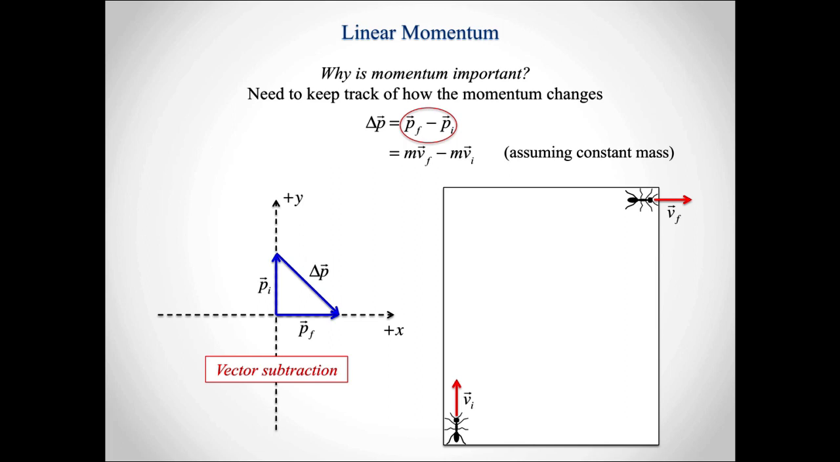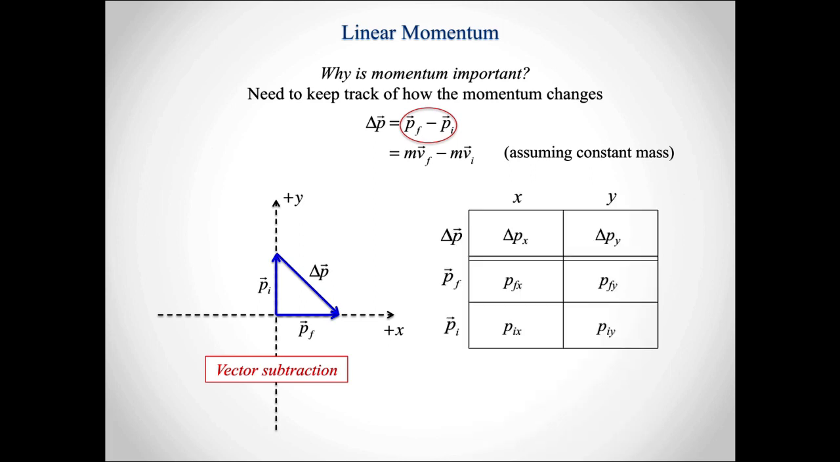So if I want to calculate this out, again, I'm just going to break this up into components. Doing a vector subtraction problem, we're comfortable with that process at this point. So I know that I'm going to have x and y components for delta p, and then I need to figure out the x and y components for both my initial and final momentum vectors. And you'll notice that I've put them into this table where I've got final on top of initial, just to help me keep things in the right order for when I do my vector subtraction.